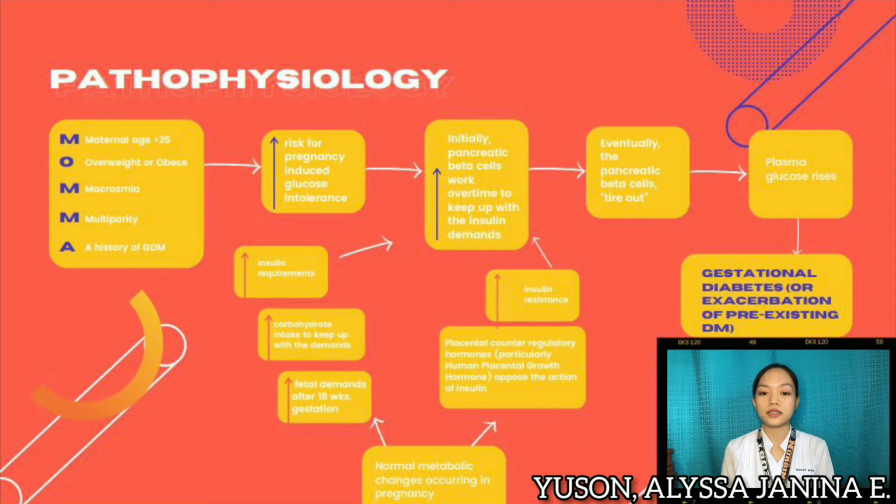So this change greatly affects the pancreatic beta cells since eventually, these cells will tire out or mapapagod na sila. And then when that happens, they will be unable to keep up with the insulin demands, kaya tumataas yung blood glucose levels kasi nga nag-accumulate na doon. And then dito na pumapasok si GDM.